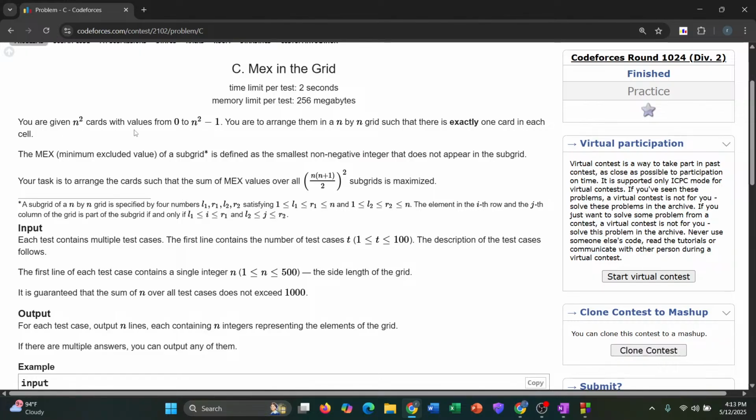We're given an n by n grid of numbers such that there is exactly one part in itself. We have to arrange the cards so that the sum of the minimum absolute values over all subgroups is minimized. The element in the jth column of the grid is a part of the subgroup, which is equal to 1.